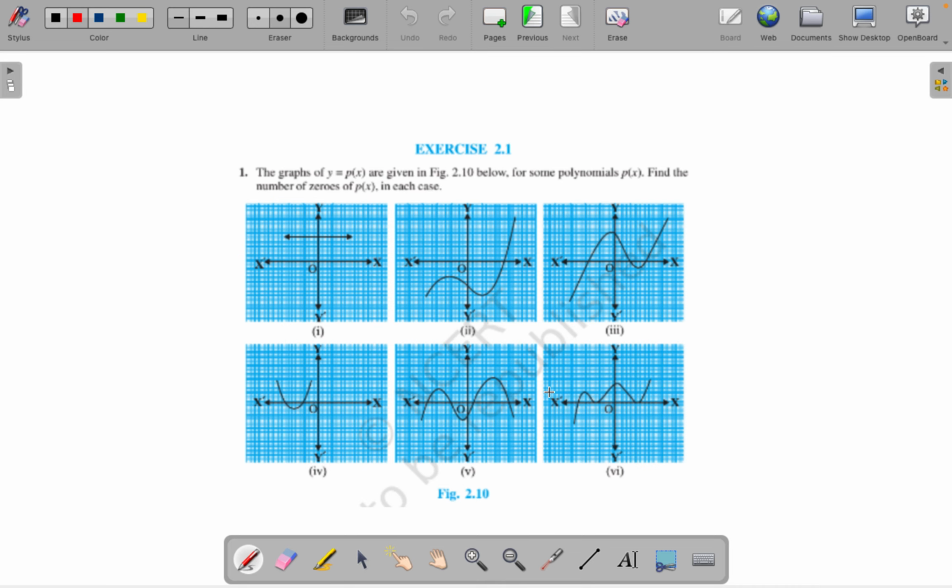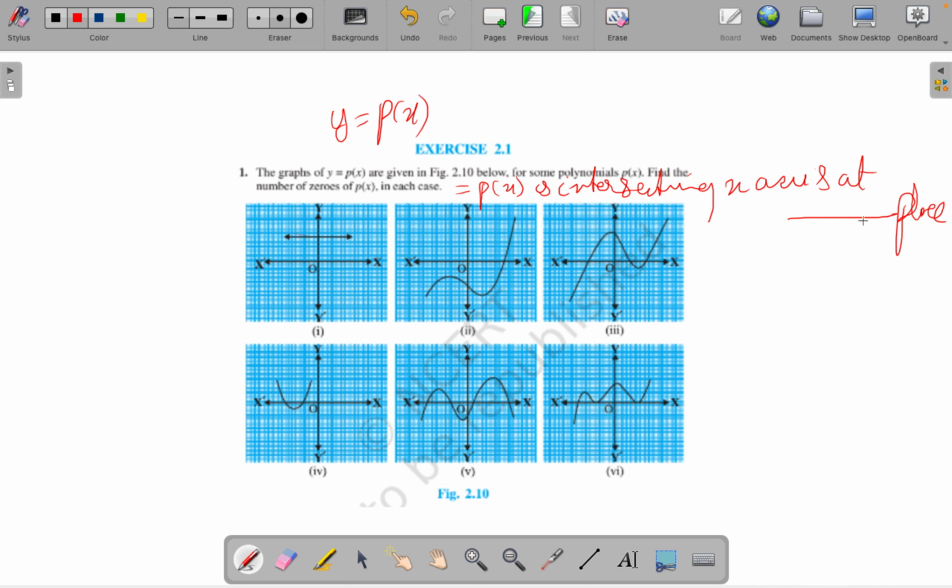Alright, let's move ahead and solve our first exercise. The graph y is equal to p(x) is given. So this is the graph which they have already given us for y is equal to p(x) in the exercise. For the polynomial p(x), find the number of zeros in each case. So I told you very clearly, number of zeros means that p(x) is intersecting x-axis at dash places. That is the number of zeros.